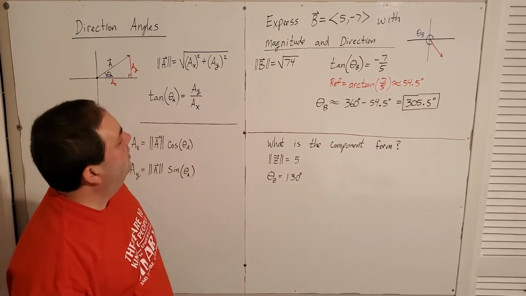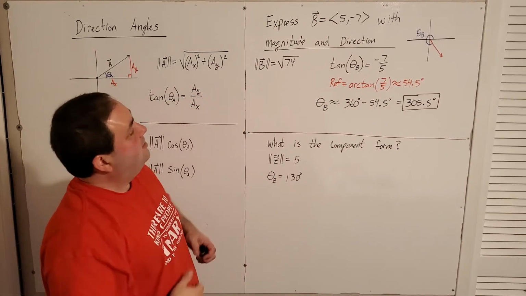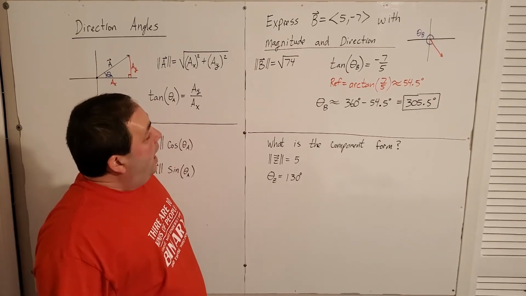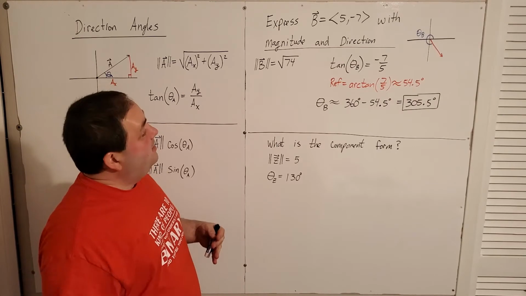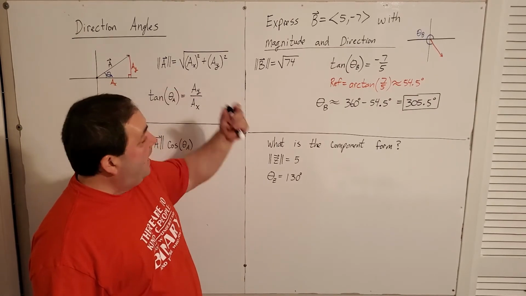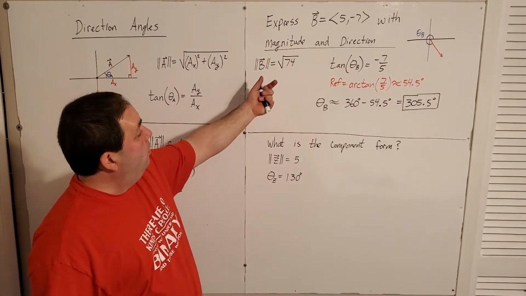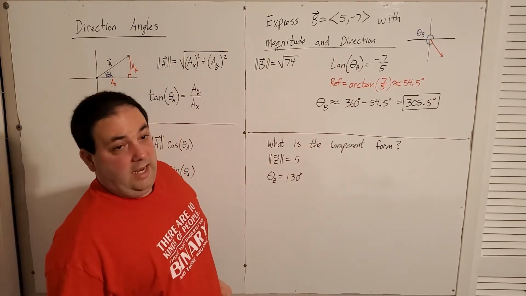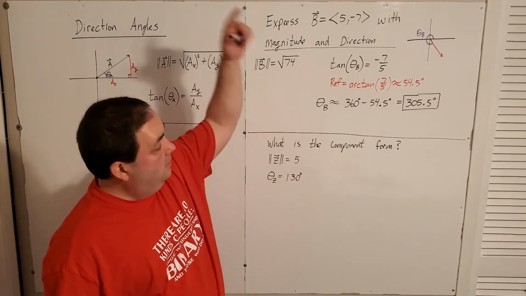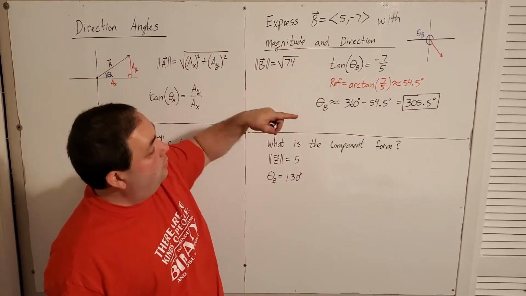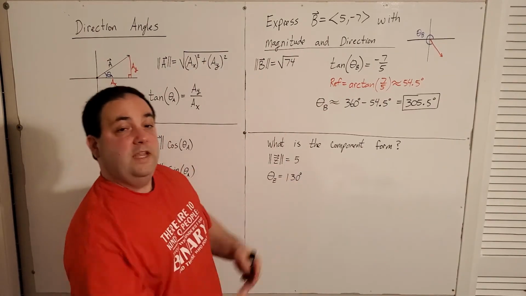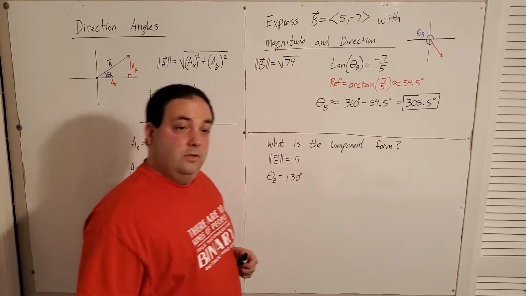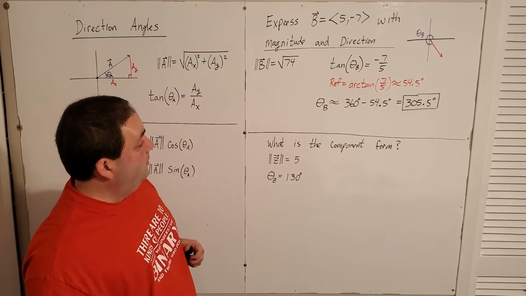Okay. So then, if I were asked to express vector B with a magnitude and a direction, I would say vector B is the vector with magnitude square root of 74 in the direction of 305.5 degrees in standard position, right? Standard being from the positive x-axis all the way around. So you would just have to feed those two pieces of information, right? The magnitude and the angle, the direction angle, okay?